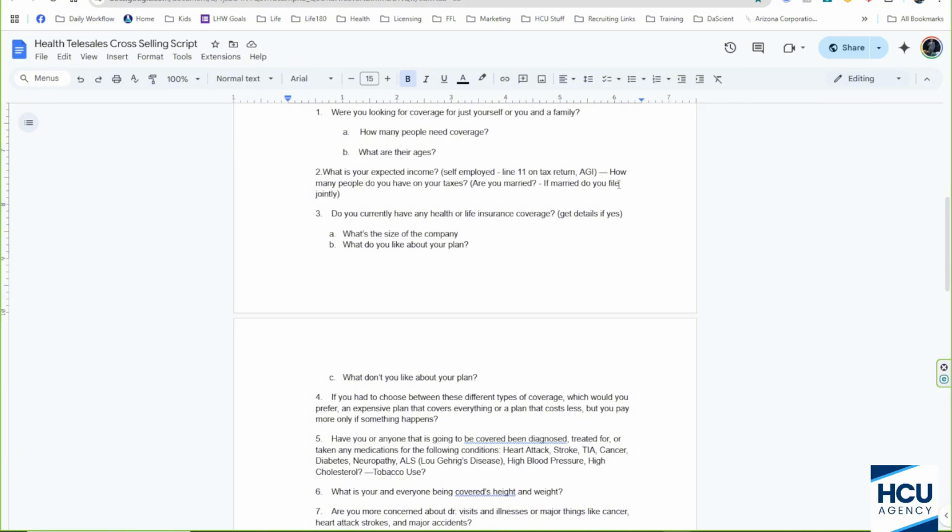And then how many people do you have on your taxes? And if you're married, do you file jointly? Then that's very important, because if they're not filing jointly, then they're not going to qualify for the subsidy. So you need to make sure that you find that out and that you let them know that as well.